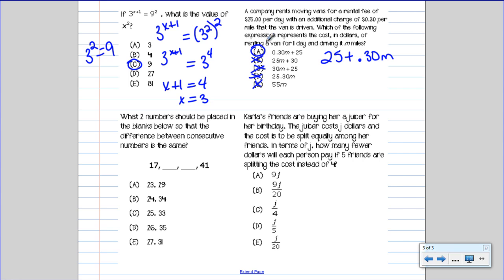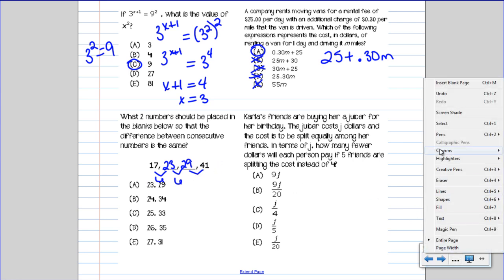Alright, so this next one says, what two numbers should be placed in the blanks below so that the difference between consecutive numbers is the same? Well, I'm going to use my answer choices here and my calculator to see which ones are the same. So I'm going to just go up here, I'm going to plug in what I know. Well, if this is 23 and this is 29, well, I'm going to do the easy one first. The difference between these two is 6. In order for them all to be the same, this difference also has to be 6, which is good, but this difference has to be 6, and it is not. This difference is bigger than 6, so it can't be those two numbers. So I know it's not that.